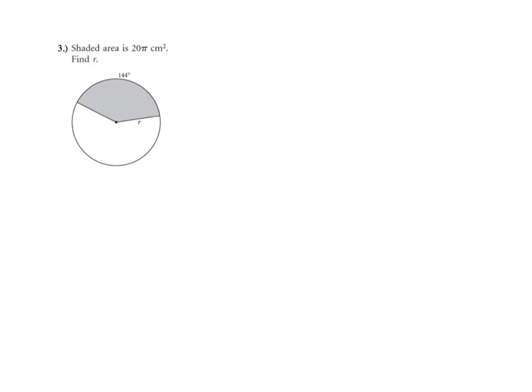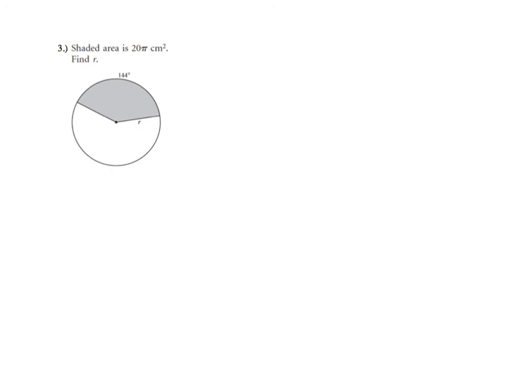Okay, this last problem is very much like number 2, so I strongly encourage you to pause the video and try it by yourself, and then come back and check your work. But if you're feeling really confused, of course you can just follow along with me if that's what you'd like to do. Okay, so the shaded area of this sector is 20 pi, and we need to find the radius.